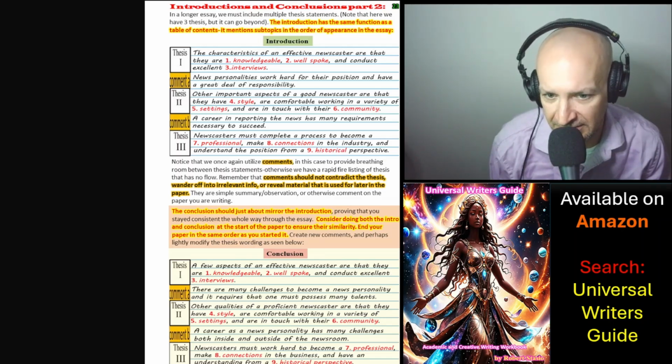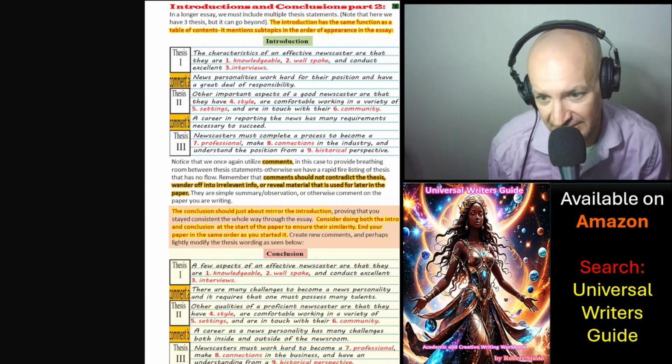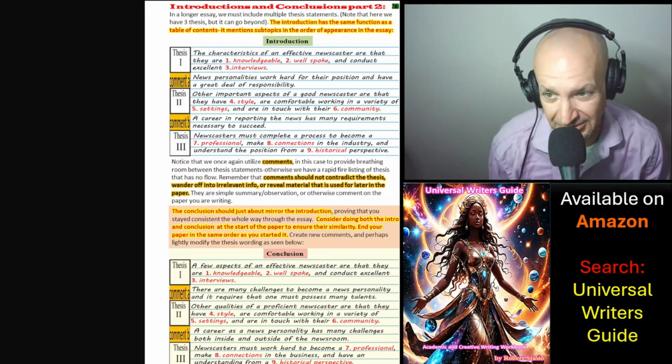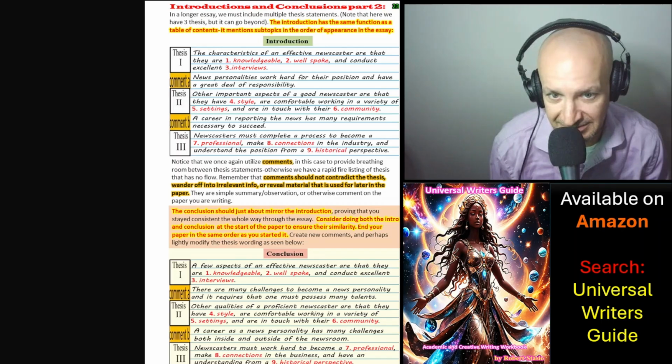When I get down here, right, we start out with the characteristics of an effective newscaster are blah blah blah, but when we get to the bottom one, we start out with a few aspects of an effective newscaster, right? So that little modification makes it so it's not identical, but I would prefer it to be identical than not. Even the order, I'm very particular: the order of those paragraphs you see in red should be the order of the paragraphs. I want to make this easy for your instructor. I do not want your instructor to work too hard.